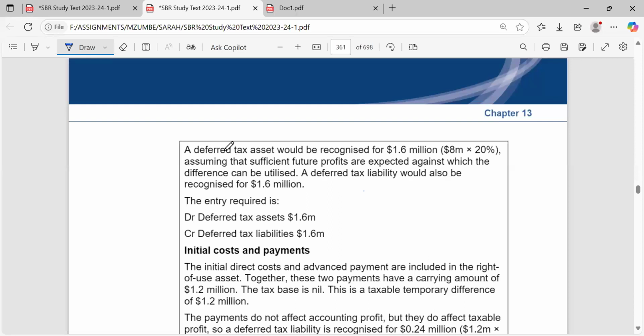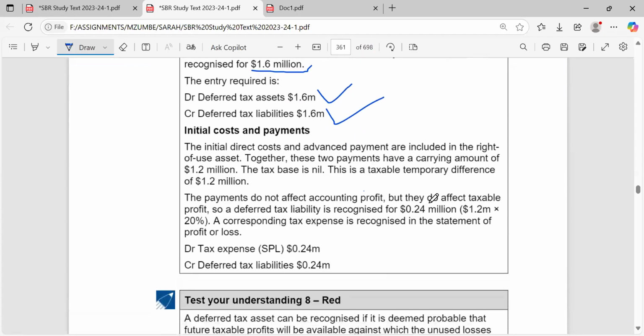All right, so like I told you, see here, you're told that we would have a deferred tax of 1.6 million, assuming that sufficient future profits are expected against which the difference can be utilized. So a deferred tax liability would also arise and be recognized at this figure here, right? So the entries would be deferred tax asset 1.6 and deferred tax liability 1.6. Now, we go to the second point. This is the main reason for doing that example, right? The above one we did from the previous example.